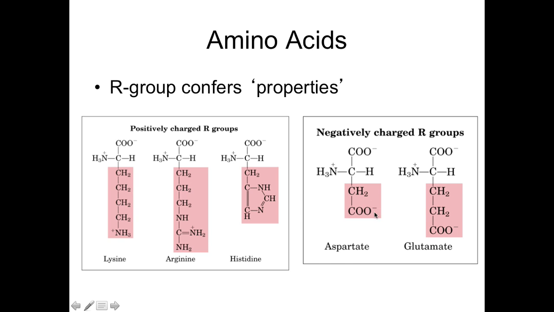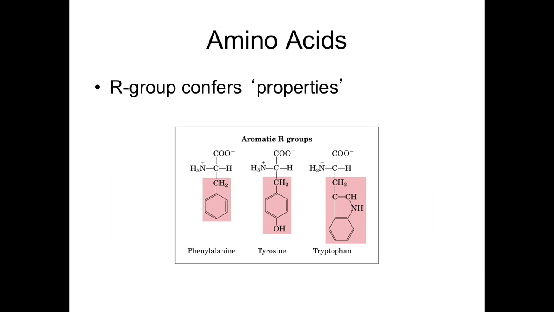If this has the H attached to it, if it's not ionized, it'll be known as aspartic acid or glutamic acid. These are basically the same molecule, it's just at a different pH. So if it's aspartate, it's ionized, and if it's aspartic acid, it's got the acid still attached. It's got the proton still attached.